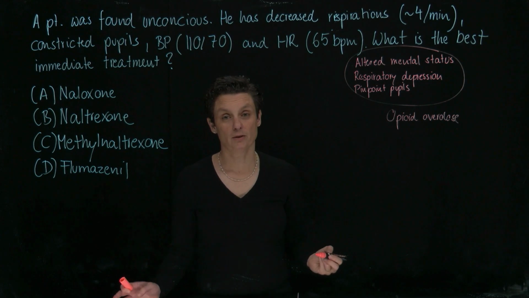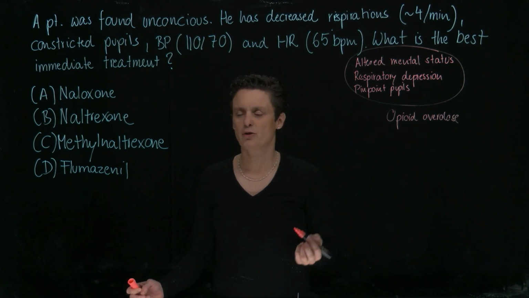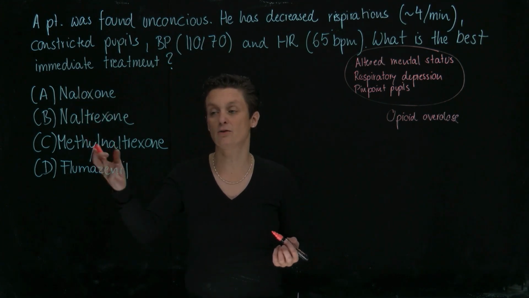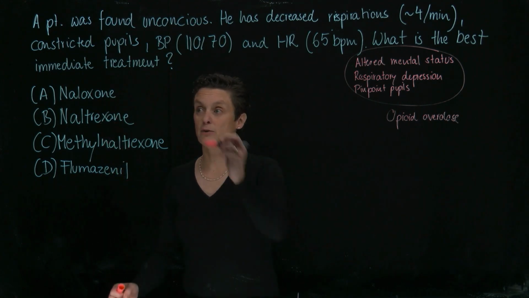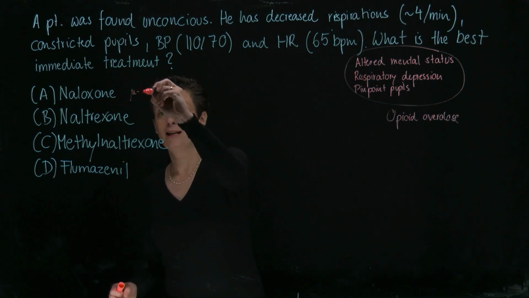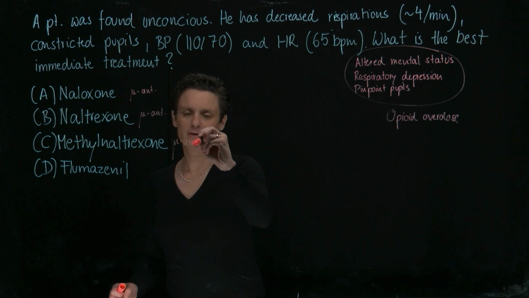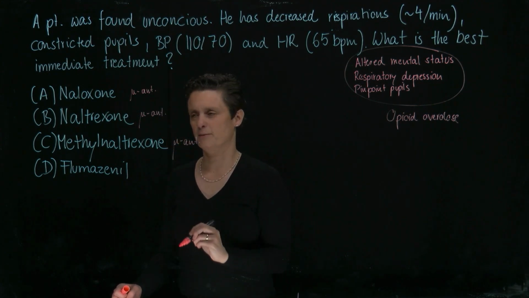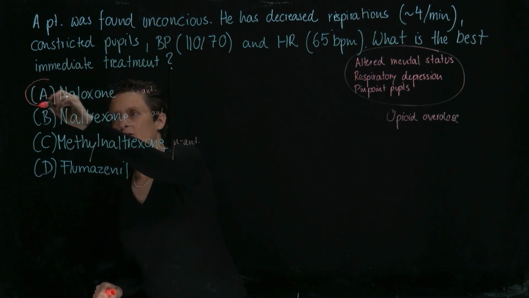What do you do in an opioid overdose? You need to give a mu antagonist. And the treatment of choice is which? So we have here naloxone, naltrexone, methyl naltrexone, and flumazenil. So what are those? Naloxone is a mu antagonist, naltrexone also, methyl naltrexone also, and flumazenil is an antagonist at the benzo receptor. So one of those three is the correct answer. The correct answer is actually naloxone.